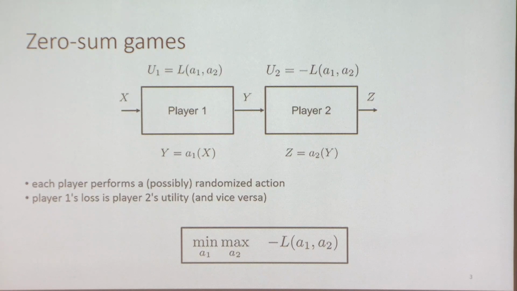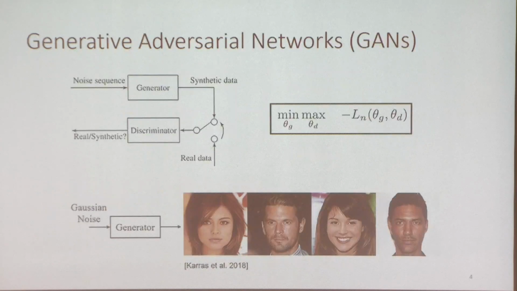So this is very broad for 2 players, and it has many, many applications. You can think in economics, marketing, computer science, engineering, etc. But one application that has received a ton of attention recently in the machine learning community is generative adversarial networks.